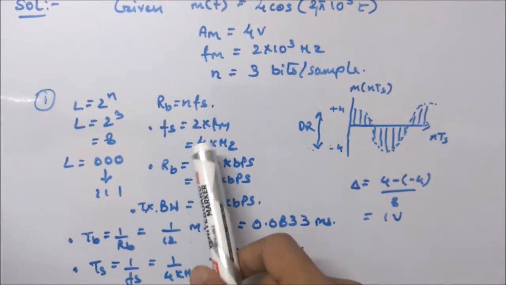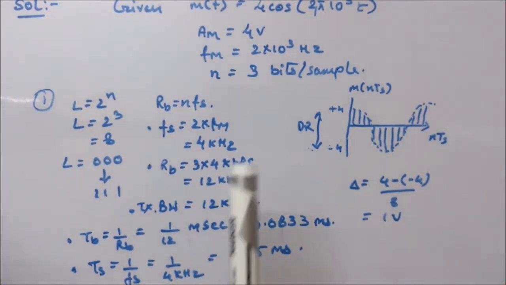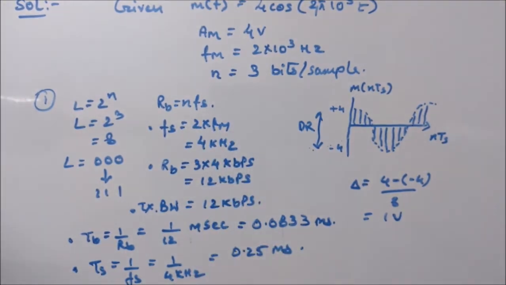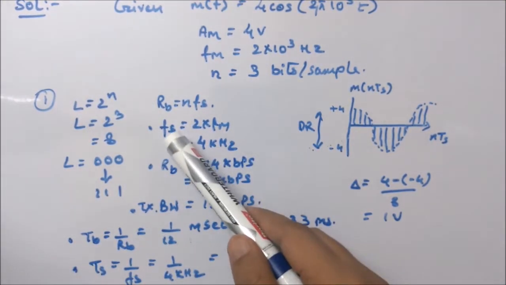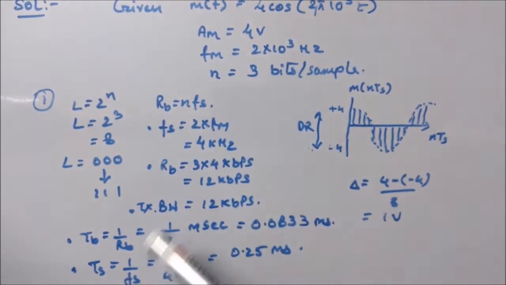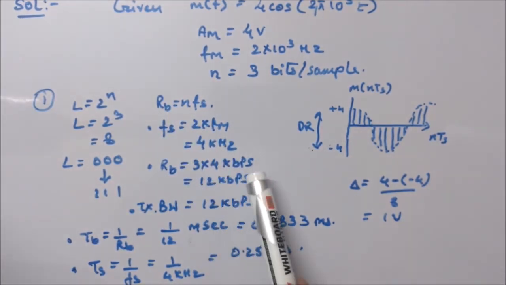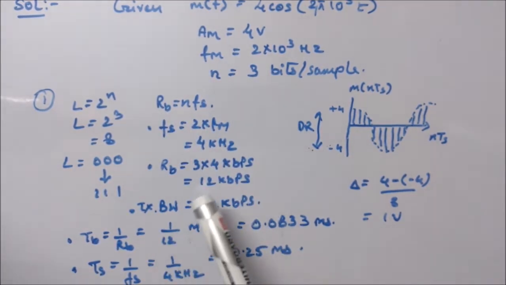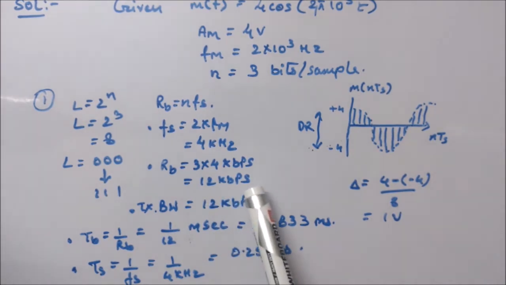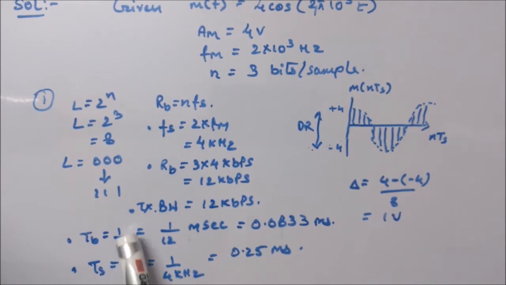Okay, from the Nyquist frequency, you can have Fs = 2Fm. Now this Fs you have calculated is 4 kilohertz because Fm is given to you. Now that you have Fs, you can calculate RB, which is n times Fs, that is 12 kbps, kilobits per second. That is your RB. Now you can calculate TB, that is 1 upon RB, which comes out to be 0.0833 milliseconds.